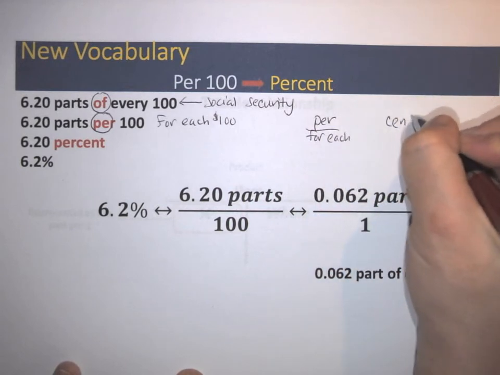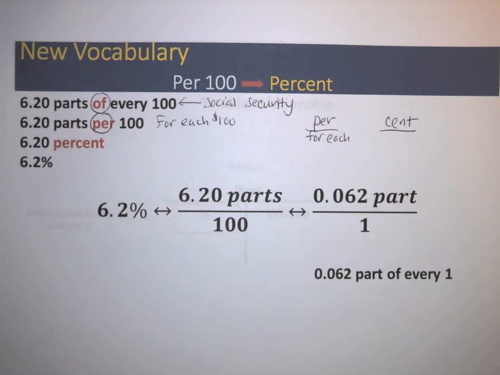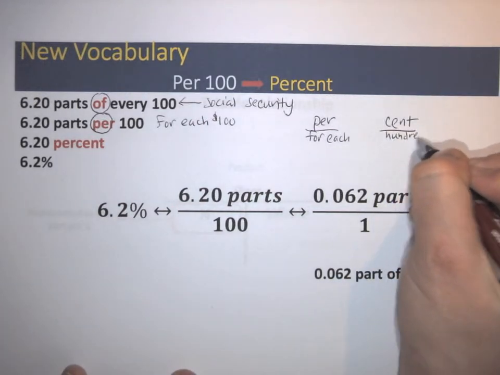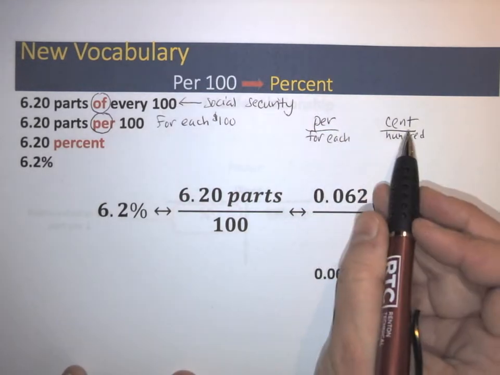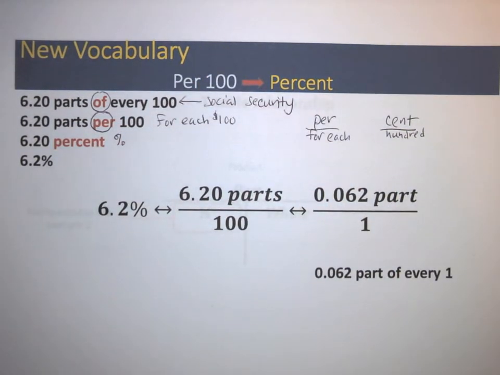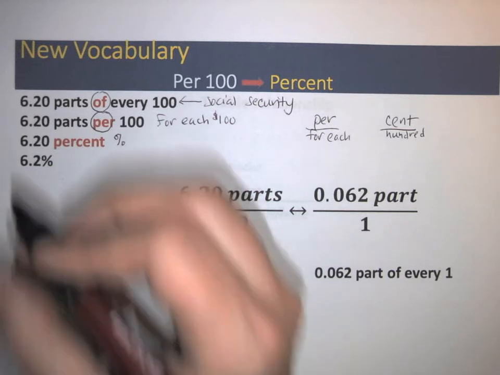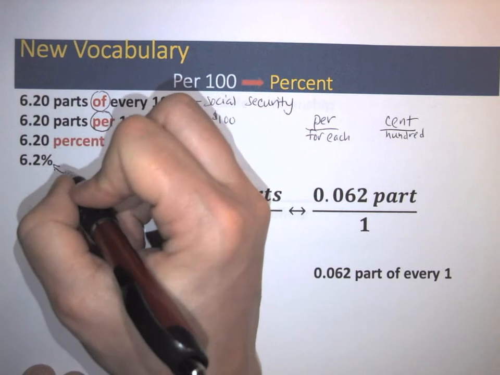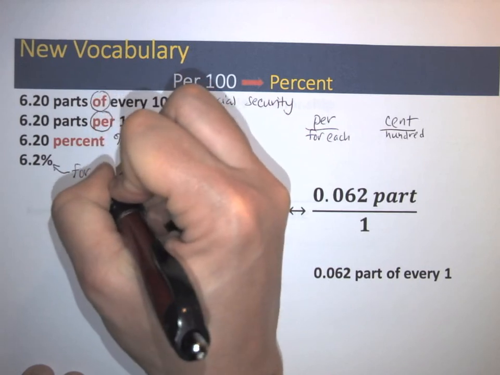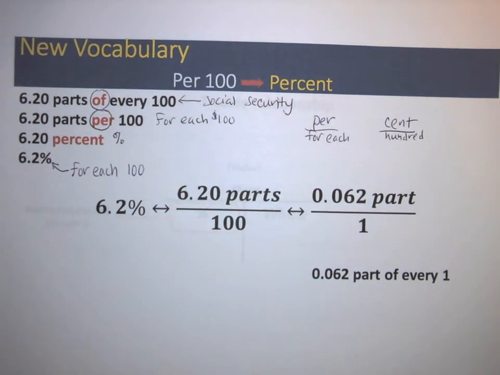And think about the word cent. How many cents are there in a dollar? There's 100. How many years are there in a century? There's 100. Cent means 100. And so per cent, or when we're talking about percentages, we're just talking about for every 100. So to say $6.20 for every 100 is the same thing as saying 6.2%. And all this symbol is doing is replacing this over here.